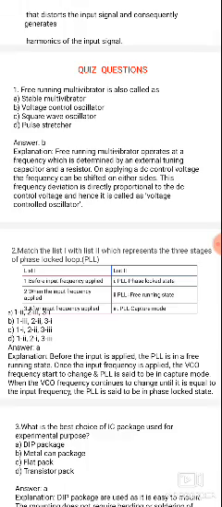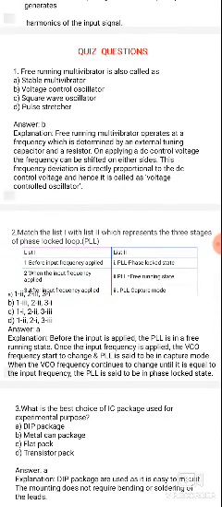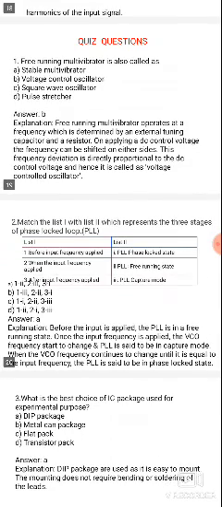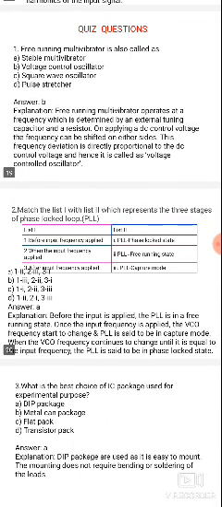The first question is related to timers. A free running multivibrator is also called an astable multivibrator, voltage controlled oscillator, square wave generator, and pulse stretcher. So the free running multivibrator is a voltage controlled oscillator. It operates at a frequency which is determined by an external tuning capacitor and resistor, that is, RT and CT.